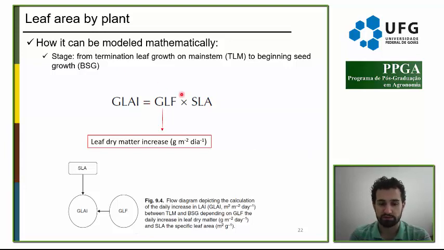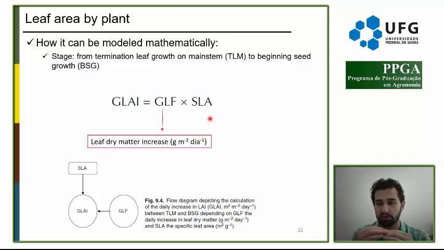So in this previous crop phase, I have this calculation every day in function of the thermal time, showing how the leaf area is increased. But when I change the crop phase from termination of leaf growth on main stem to beginning of the seed growth, the increase of the leaf area index will not be in function of the thermal time, but in function of the leaf dry matter increase, using the specific leaf area for this crop to define the leaf expansion.